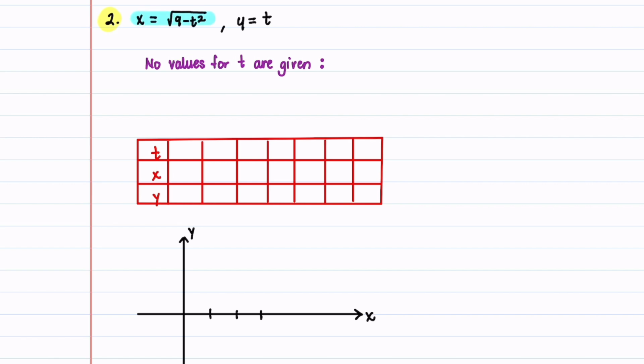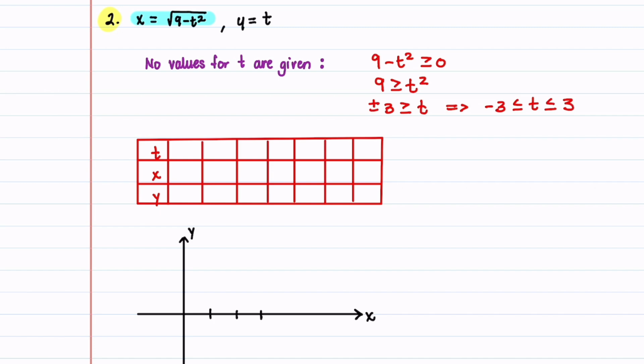We know that 9 minus t squared must be greater than or equal to 0 because it's inside the square root. This gives us 9 minus t squared is greater than or equal to 0. So we have 9 is greater than or equal to t squared. This gives us plus or minus 3 is greater than or equal to t, which we can write more compactly as -3 is less than or equal to t is less than or equal to 3.